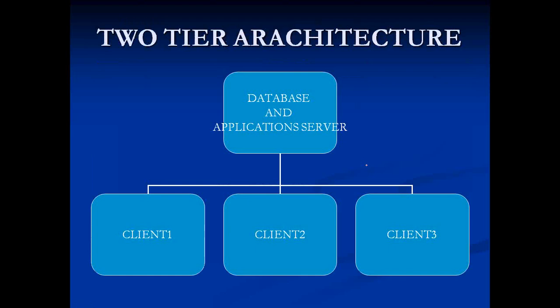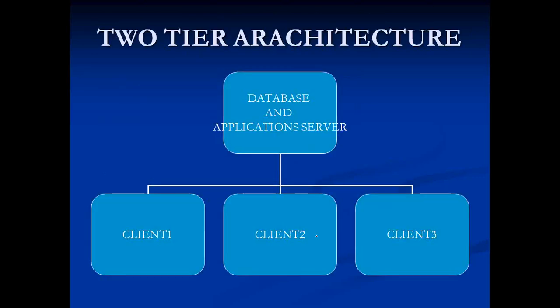R2 means two-tier architecture. In the two-tier architecture, we manage the database and SAP application within the same server. Then the first layer and the second layer in the three-tier architecture will become only one layer here. Then all the clients together are another layer. That is the two-tier architecture.